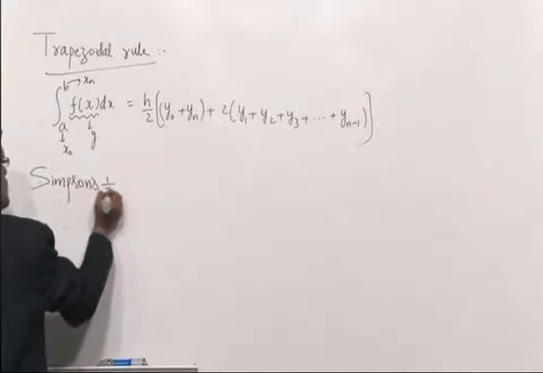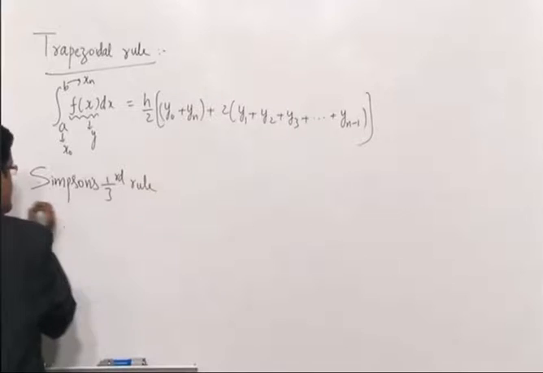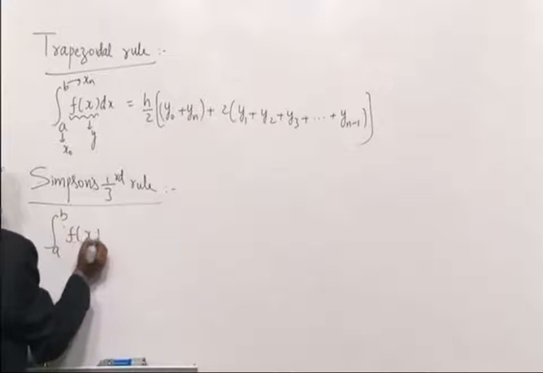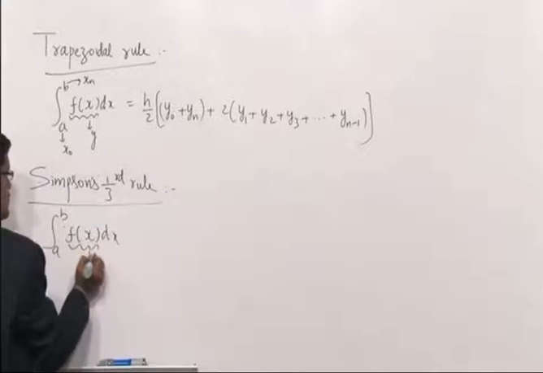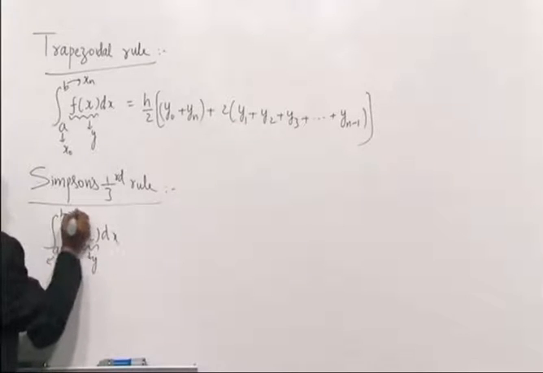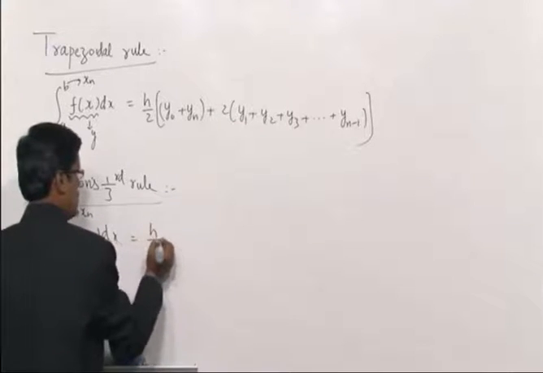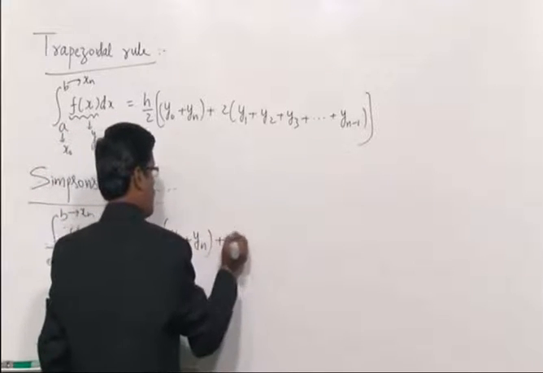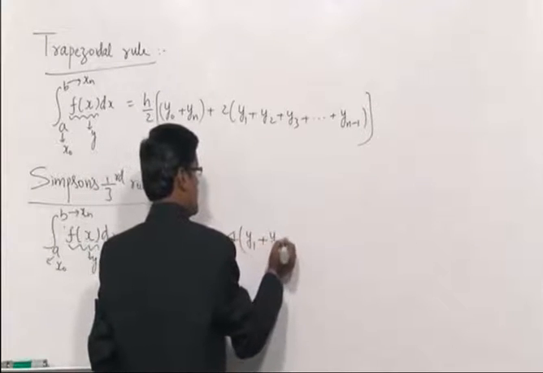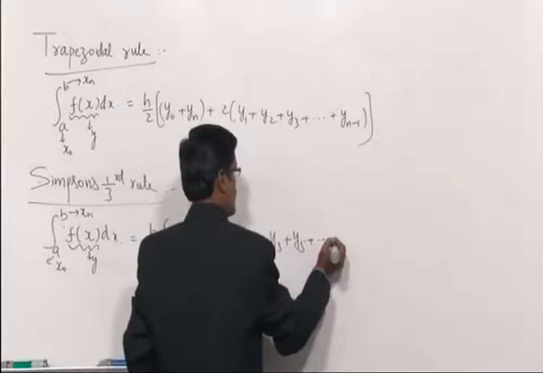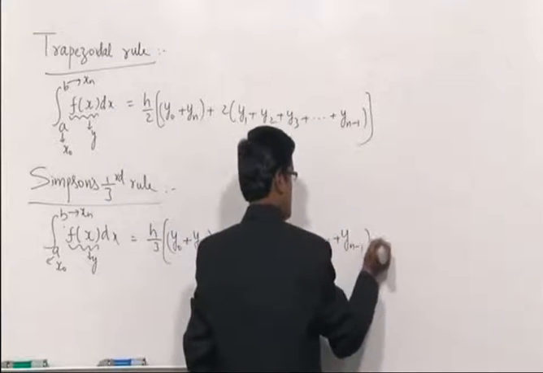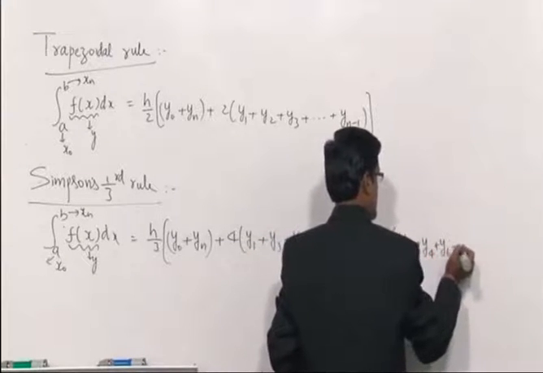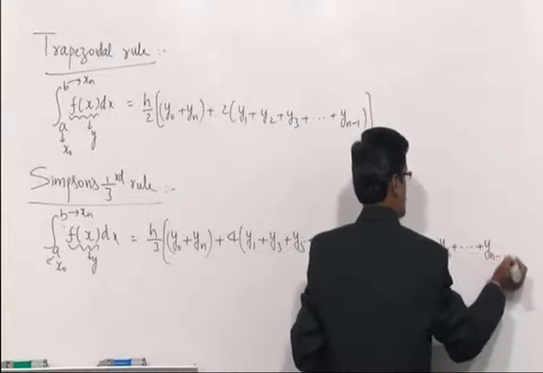Next, Simpson's 1/3 rule. Integral a to b f of x dx, so this is also y. Again, a is denoted by x0, b is denoted by xn, is equal to h by 3 into y0 plus yn plus 4 times y1 plus y3 plus y5 plus so on yn minus 1 plus 2 times y2 plus y4 plus y6 plus so on yn minus 2.